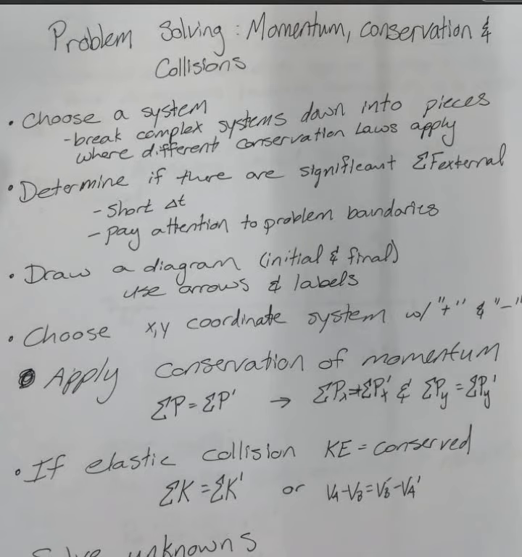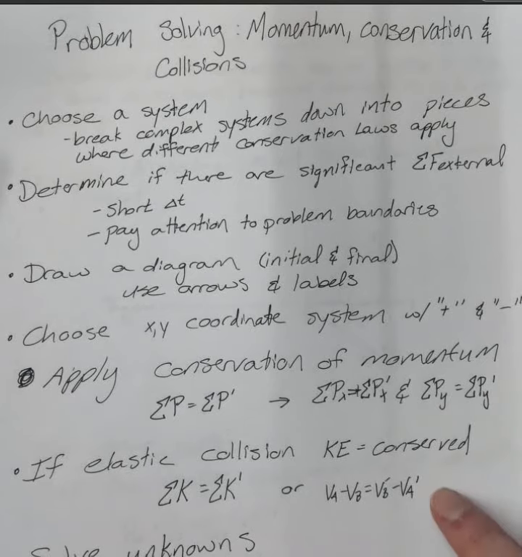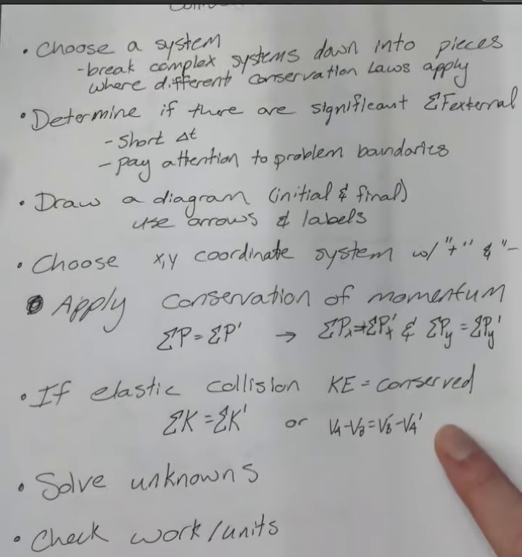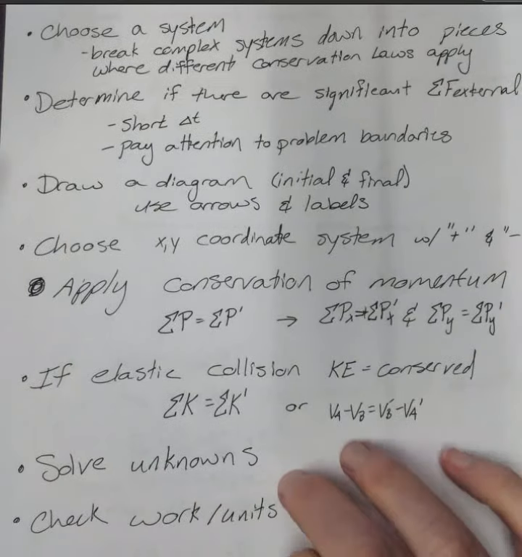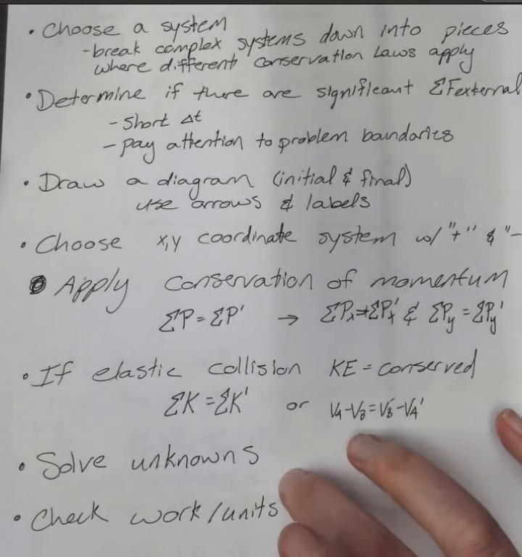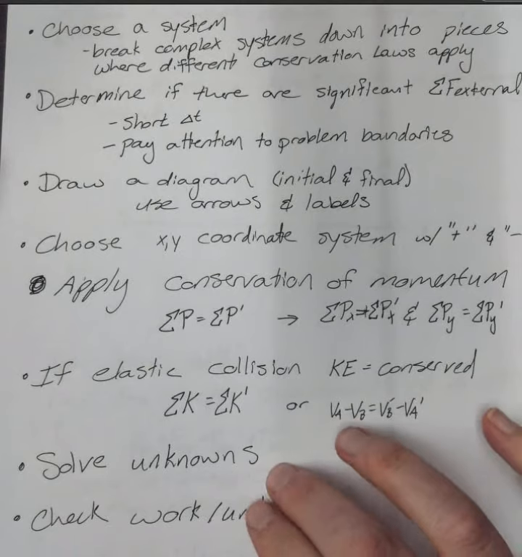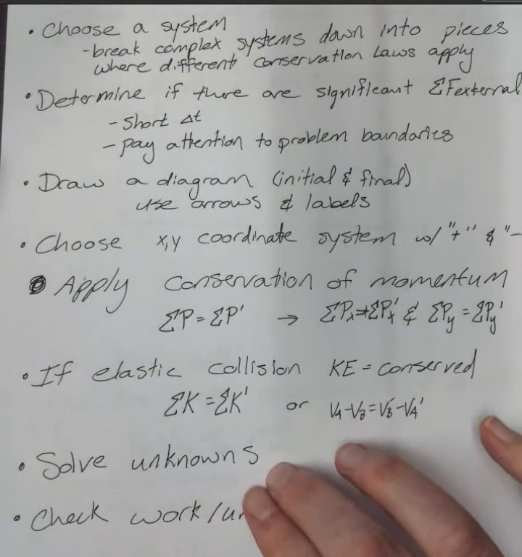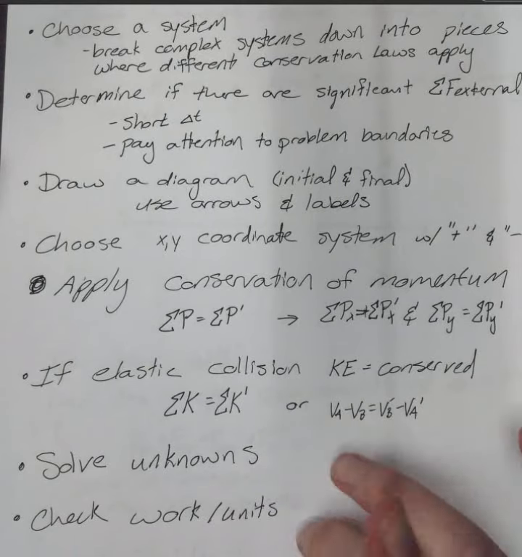If you have a perfectly elastic collision, you're going to set kinetic energy before and after the collision equal to each other, or you can use the shortcut equation, which says that the velocities for each object will swap if the mass is equal. You'll solve for any unknowns. If you have more than one dimension, or if you have an elastic collision, you might have more than one unknown, and you'll check your work and make sure that you've gotten a reasonable answer.